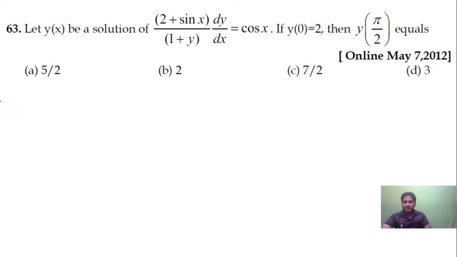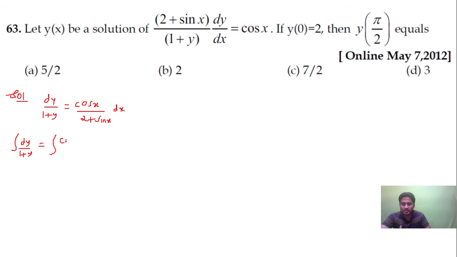Right, let's move to the next question. If I separate the variables, dy divided by 1 plus y is equal to cos x upon 2 plus sin x dx. Integrate this. Integration of dy divided by 1 plus y is equal to integration of cos x divided by 2 plus sin x dx plus c.